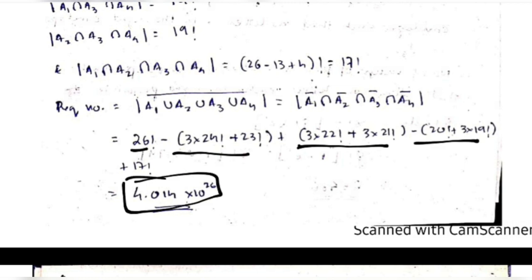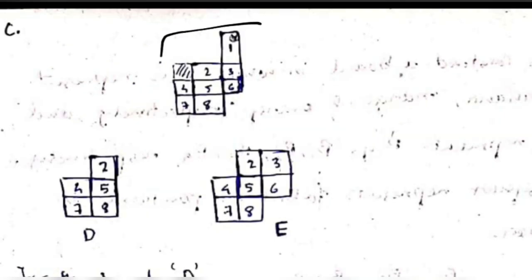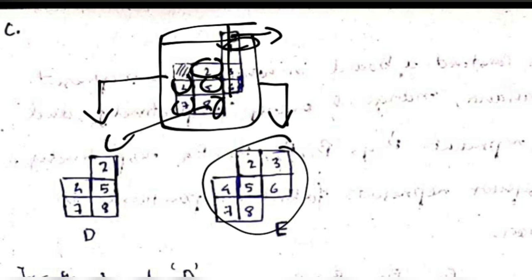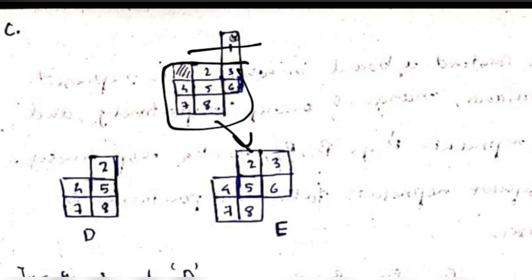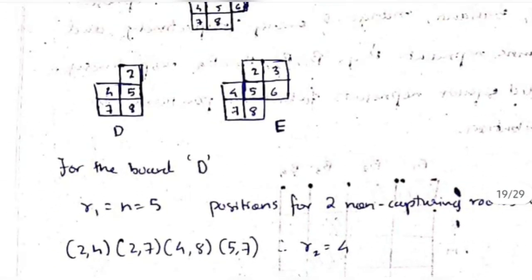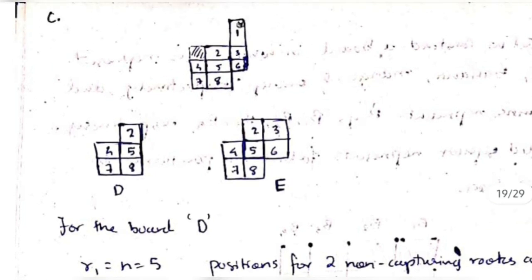Observe here carefully, this is the given board. This board is divided into 2 parts, which are D and E, and I have made a star here which denotes 2, 4, 5, 7 and 8, which is D, and E means we are just removing this one and the remaining part is written in E. Now after that, for each board we will find the rook polynomial and finally merge them together.